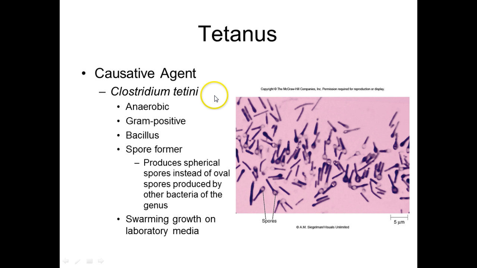Clostridium tetani is the causative agent. That's the name of the bacteria that causes this infection. It is anaerobic. It can grow without oxygen. So again, we have to think about those types of wounds where this spore would get in, germinate and start growing. It is gram-positive. As you can see in the picture, it's a bacillus. And as we said, it's a spore former. It swarms when it grows on laboratory media. I don't have a picture of that. It's kind of cool. It spreads out.